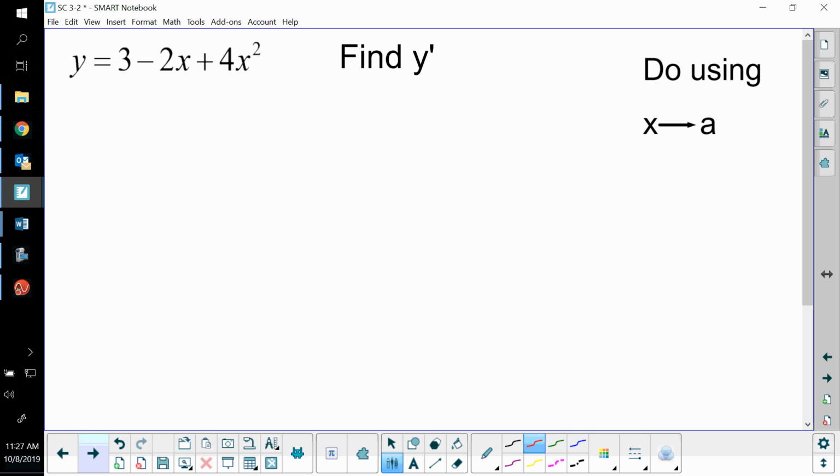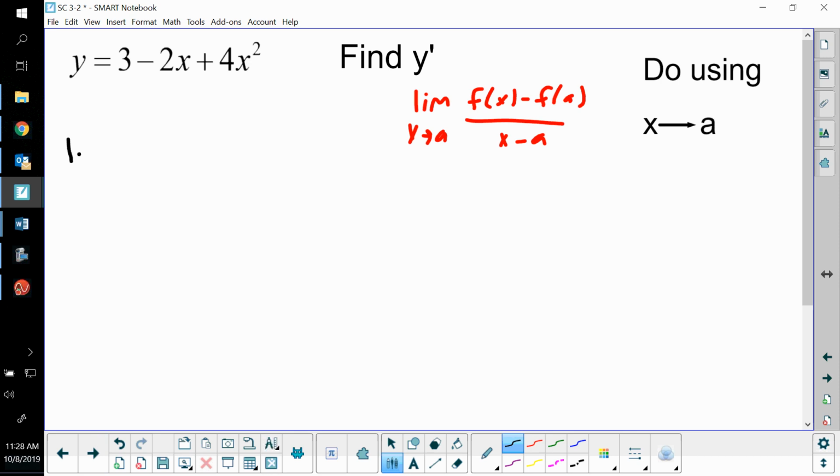All right, so we're going to do one more both ways. So we'll do a polynomial this time. So we're going to do our x approaches a way. So that again is limit as x approaches a of f of x minus f of a over x minus a.